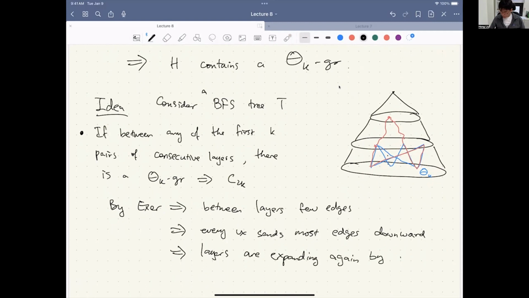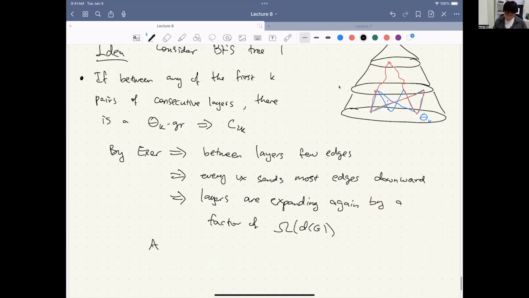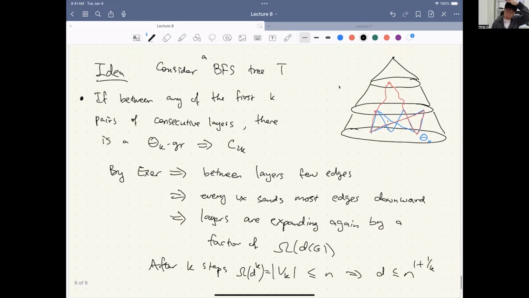Again, by a factor of the average degree of the graph. Okay. So after k layers, the kth layer, vk, which is average degree to the k less than n, implies that average degree is again at most n to the 1 plus 1 over k. So this is how we can use this theta k graph, saying that we still have this expanding property of the layers.